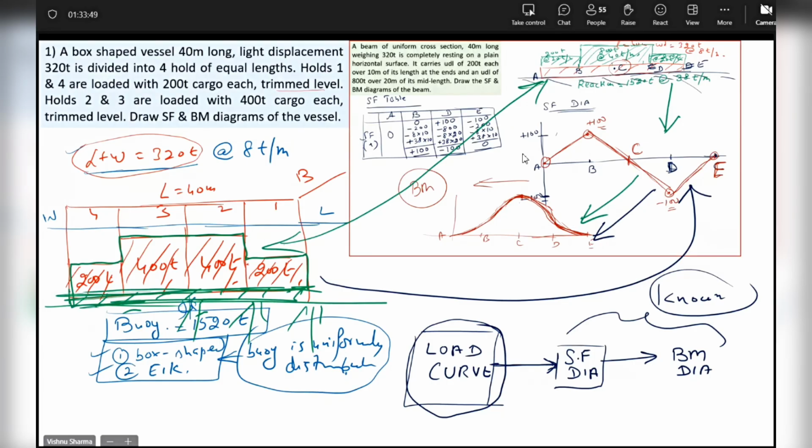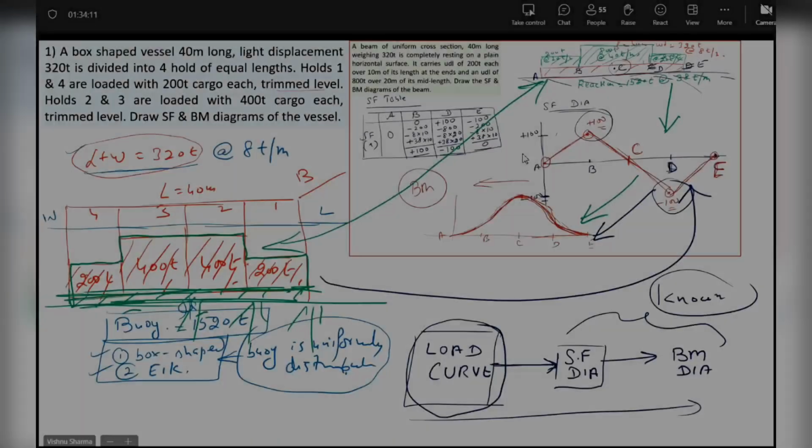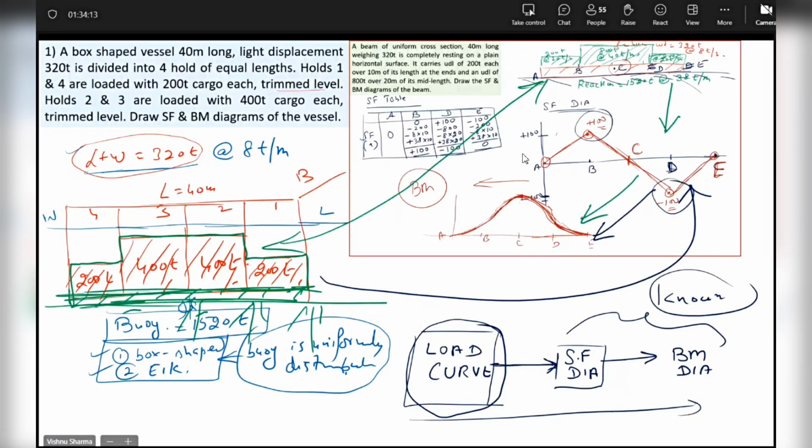So what we'll do is, for this box-shaped vessel, we'll use this concept to get the shearing force diagram. If we get the shearing force diagram correctly, that means you will be validating the process, and thereafter we'll start using the route, not via the beam route, but via the load curve route. Guys, any question on what I said? If you want to ask anything, if you missed out anything that I said, or you have not understood what I'm trying to say.